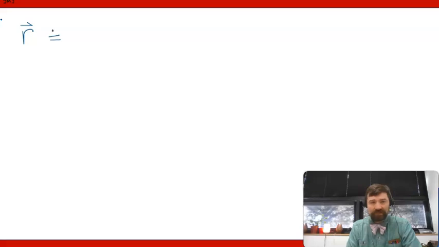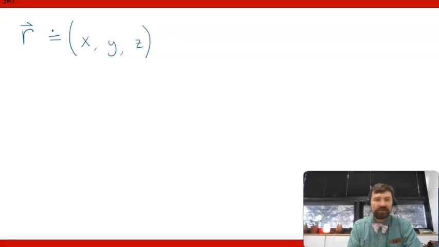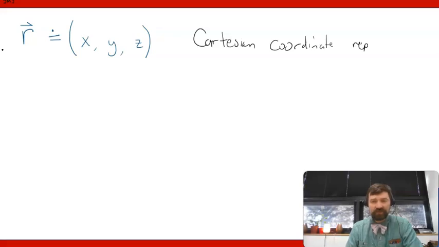We might represent this using an X, a Y, and a Z. This right here, this is what we would call Cartesian coordinate representation. So what do these coordinates tell us?